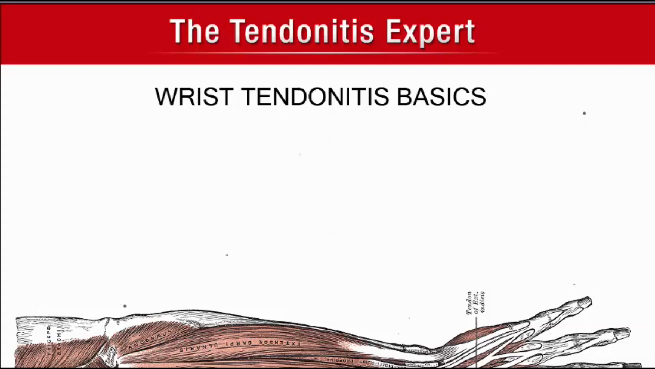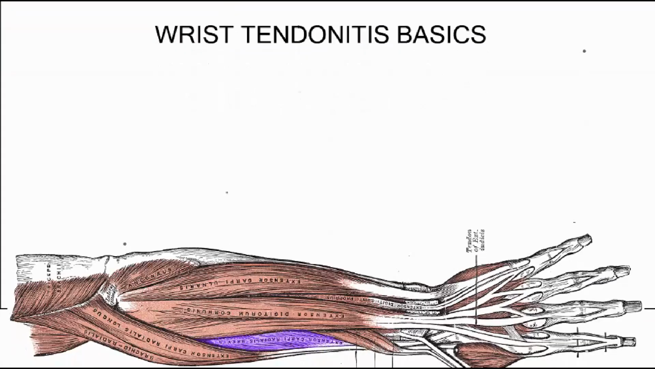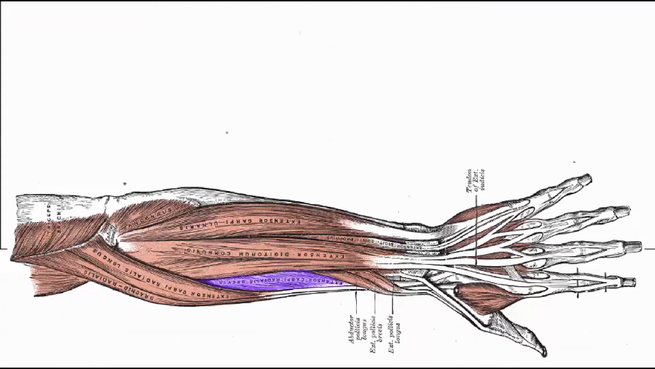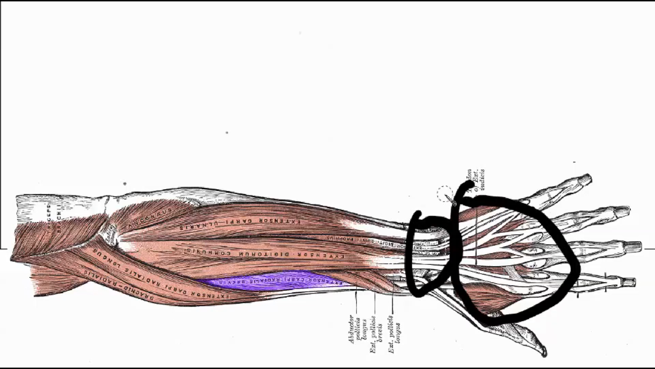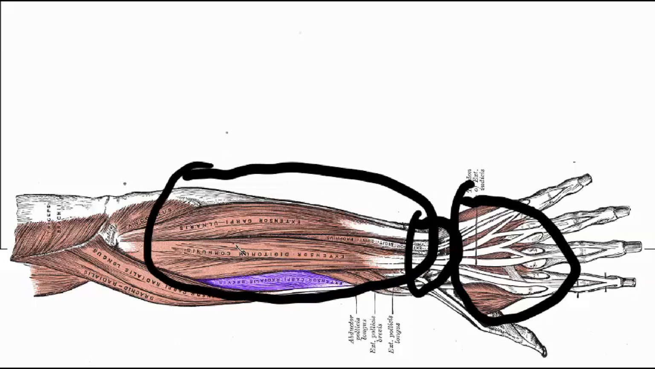So right here we're going to talk about some wrist tendonitis basics. And let's start with, do you have wrist tendonitis? An easy way to identify that is just where you hurt and how you hurt. With wrist tendonitis, you can hurt right here, and or right here, and or you can have tightness, pain, etc. right here. You can also have pain around your elbow.